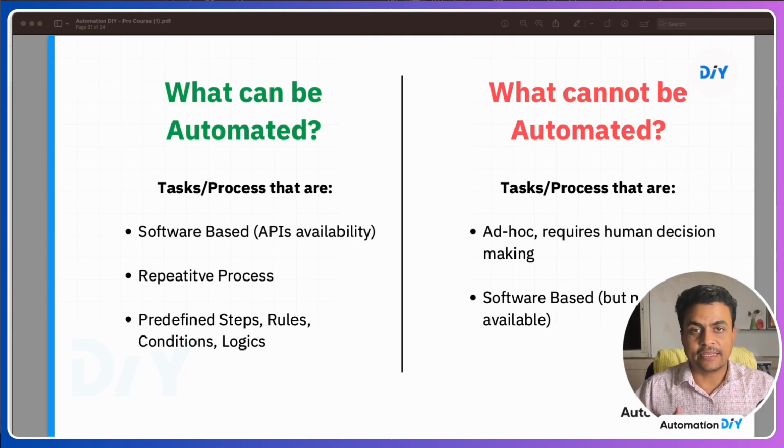What cannot be automated? As I said, any ad hoc tasks or ad hoc processes, steps which require human decision making or human intervention every now and then, should not be automated. Otherwise you're just wasting effort and your precious resources on the automation part. Secondly, software which does not have an API cannot be integrated inside automation. Because of these two reasons, you can always classify what cannot be and what can be automated. Those are the golden rules of automation.